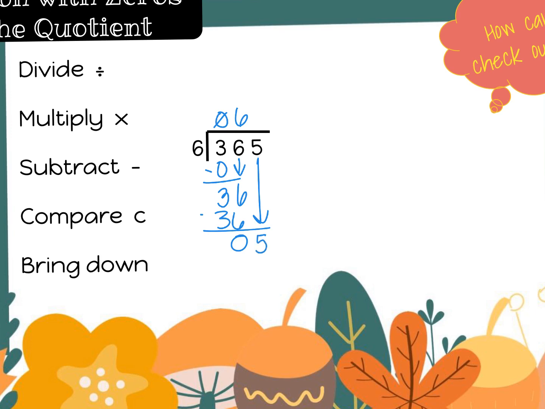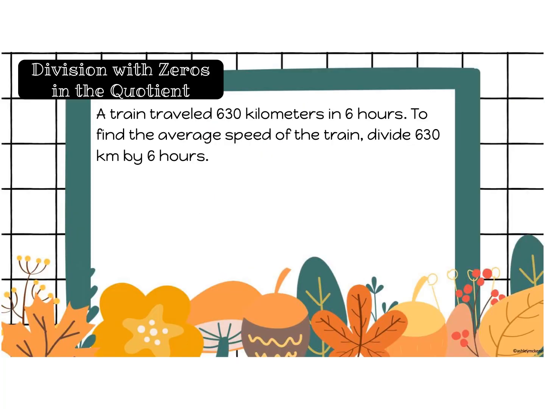You bring down the 5. 6 can't go into 5, so you put a 0 up top. And 6 times 0 is 0, so you have an 0 under 5. Very good. So that's what we're going to be doing.